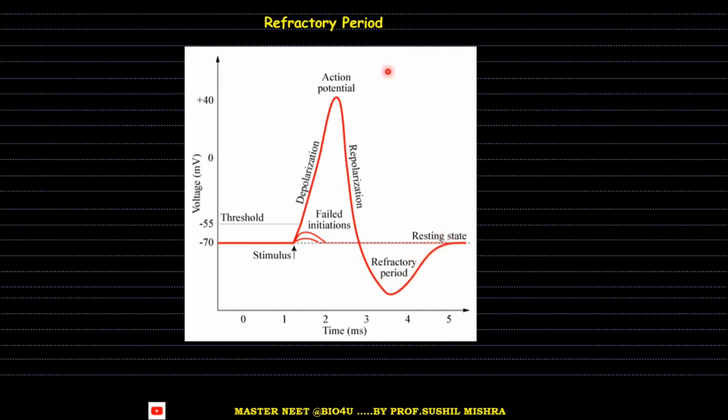So remember, the potential which was rising and coming back, whatever time it has taken, from depolarization to repolarization, we call the absolute refractory period. The time when it becomes more negative is called the relative refractory period. That is really very short. And whenever there is a refractory period, neurons do not conduct impulses.